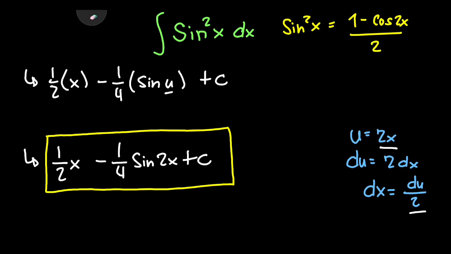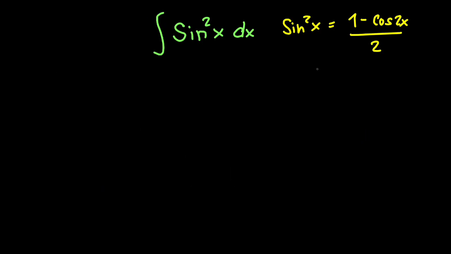So if you want to, let us talk about how this formula was derived. This was based on the double angle formula in trigonometry, which is cosine of 2x equals cosine squared of x minus sine squared of x.